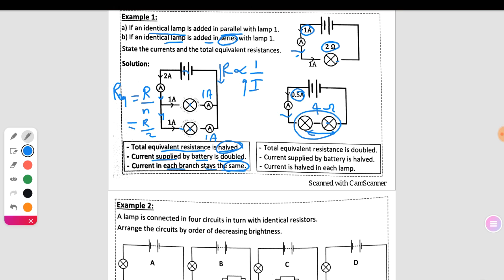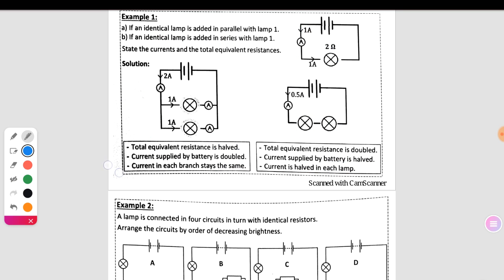When the resistance is doubled, the current intensity, being inversely proportional, becomes half. The current intensity decreases to its half value when the resistance is doubled. Total resistance is doubled, so the current supplied by the battery is halved. Current is halved in each lamp.